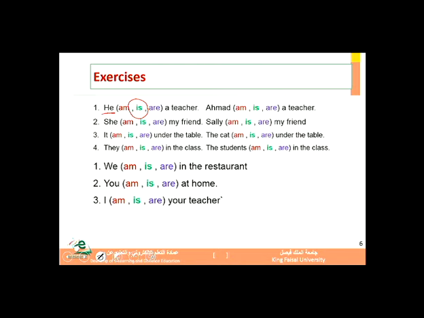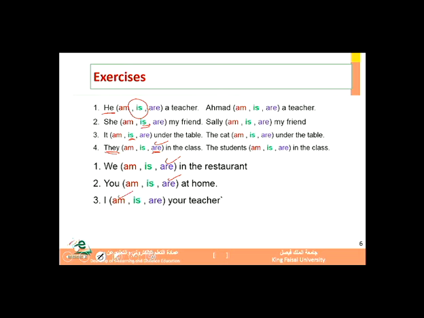Next, she, my friend: she is my friend. It is under the table. It is under the table. They am, they is, they are in the class. Look, the pronoun here is a plural pronoun which requires a plural verb to be. Similarly, we are in the restaurant. You are at home. I am your teacher.